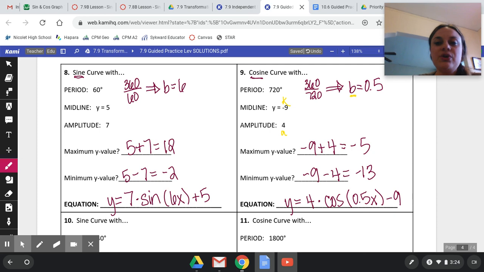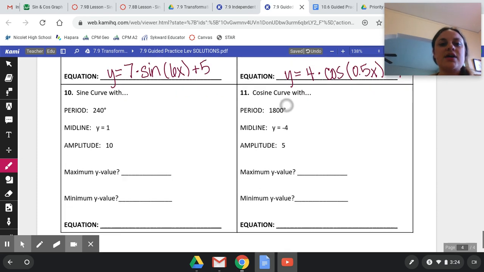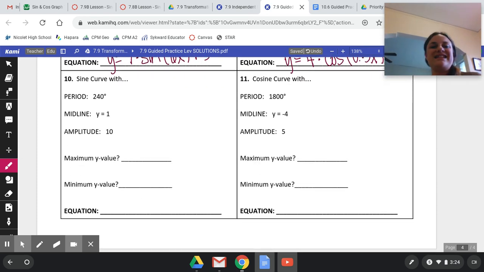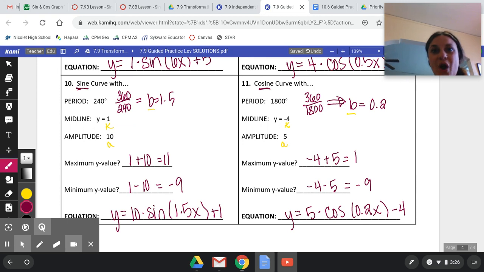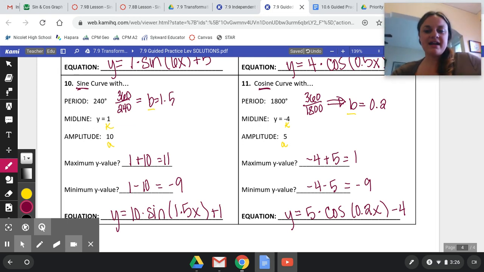So what I want you guys to do right now is try writing out these next 2 equations by following the same process. Pause now. Okay, so go ahead and check your work right now. You should have gotten all of these values. Pause, check your work.